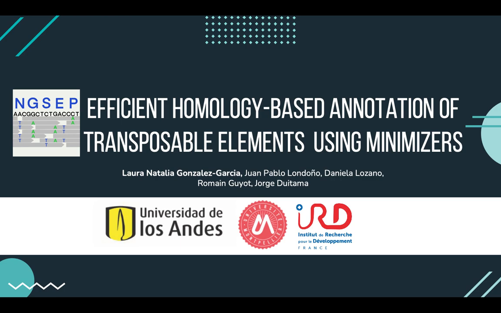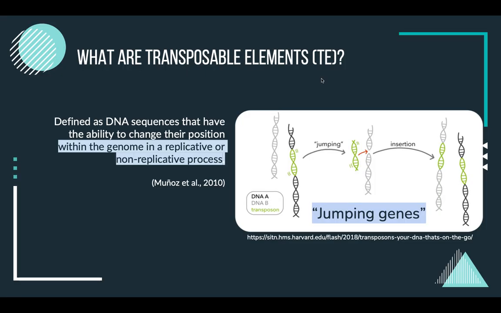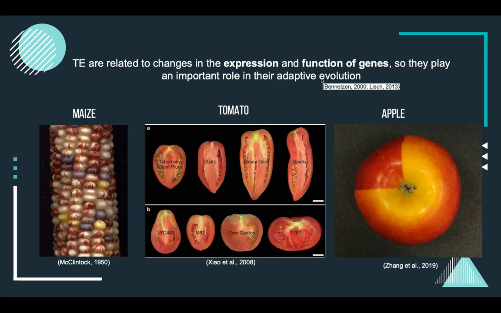My name is Laura Gonzalez and we are going to talk about an algorithm to annotate transposable elements. But first, what are transposable elements? They are DNA sequences with the ability to change their position within the genome, and because of that we also know them as jumping genes.